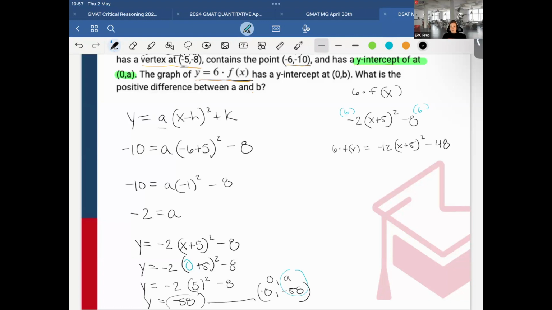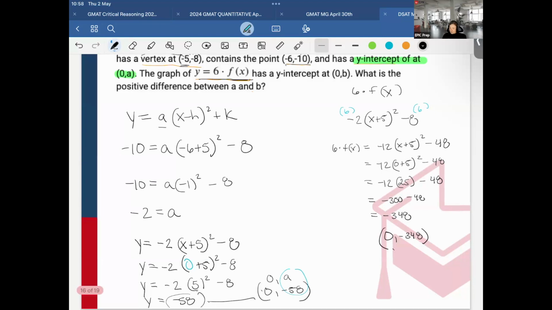Then I can plug in 0. I'm going to show all the steps and then I'll show you the shortcut. So now I'll just plug in 0. So it'd be -12 times (0 plus 5) squared minus 48. This is going to be -12 times 25 minus 48. And then in doing this, this is -300 minus 48. So that tells me that's -348. Okay, so that is the y-intercept of the graph amplified 6 times, and that's (0, b).